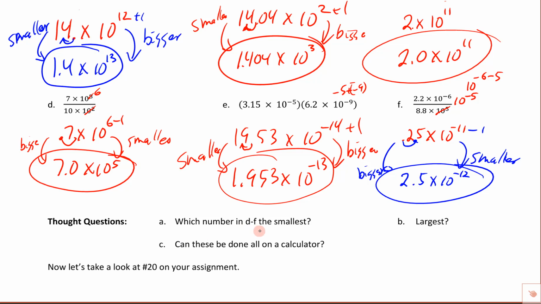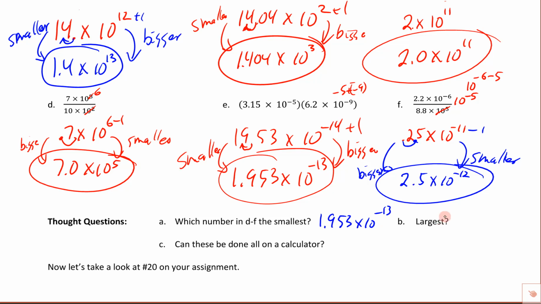Which numbers in D through F are the smallest and which one's the largest? Okay, so we're just taking a look at the answers right here. Which one is the smallest of D through F? Well, the one that's the smallest would be the one that had the biggest negative exponent. So that's this guy right here: 1.953 times 10 to the negative 13, because it's got the biggest negative exponent.